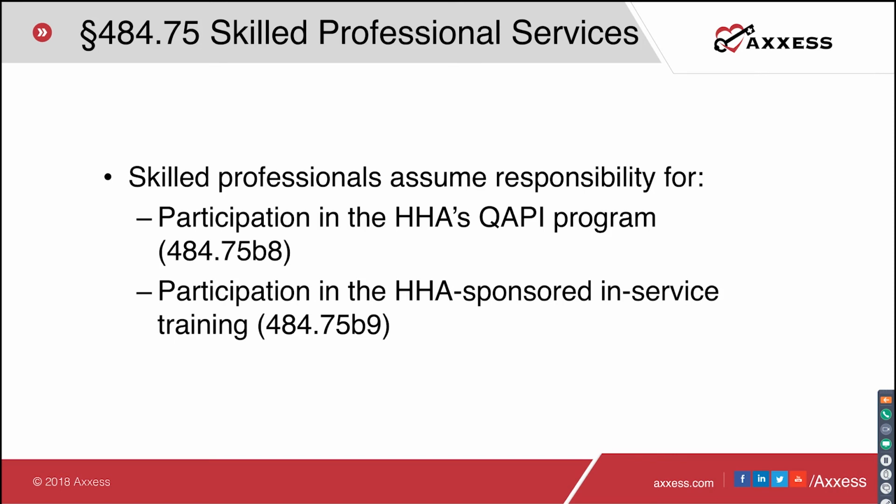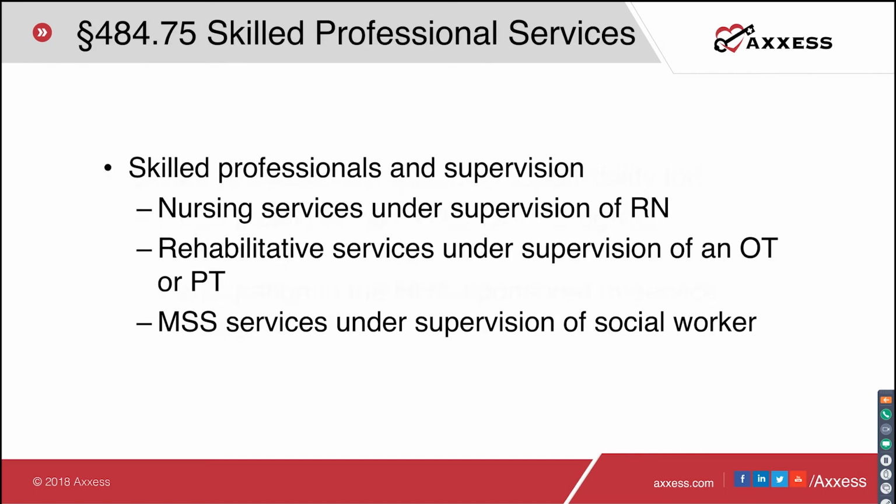CMS is done with marginal agencies. They don't have the time and money to continue to provide oversight on an ongoing basis, and these standards are basically to put that responsibility on the agencies for us to self-monitor the quality of care that we're doing. Lastly, we see that the skilled professionals have to supervise the other professionals. For example, all nursing services have to be under the supervision of an RN. All rehabilitative services need to be under the supervision of an OT or PT, and all medical social services have to be under the supervision of a social worker.